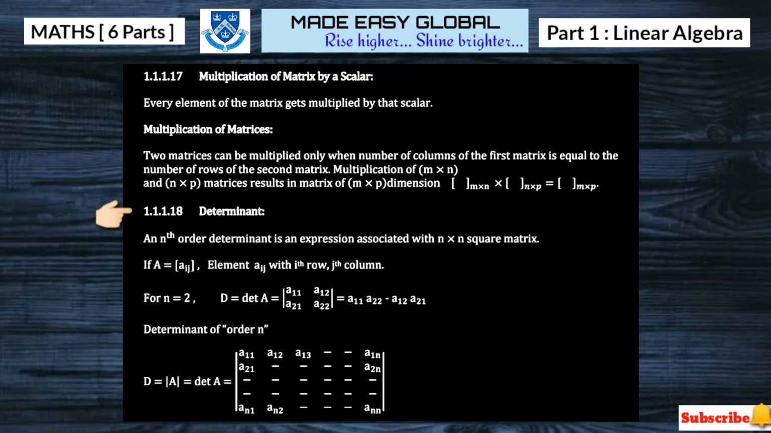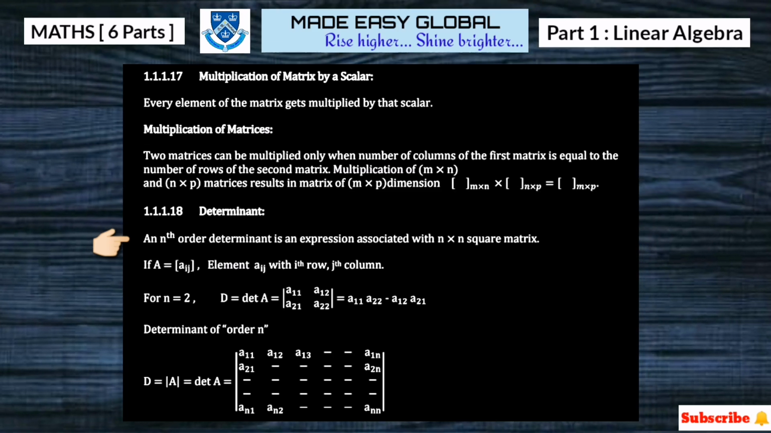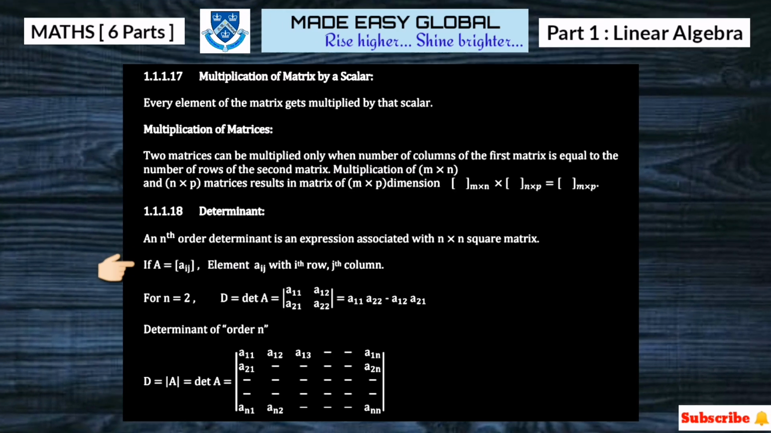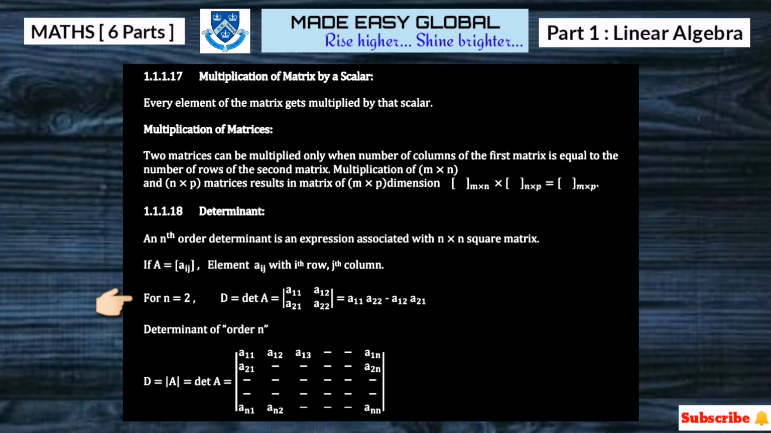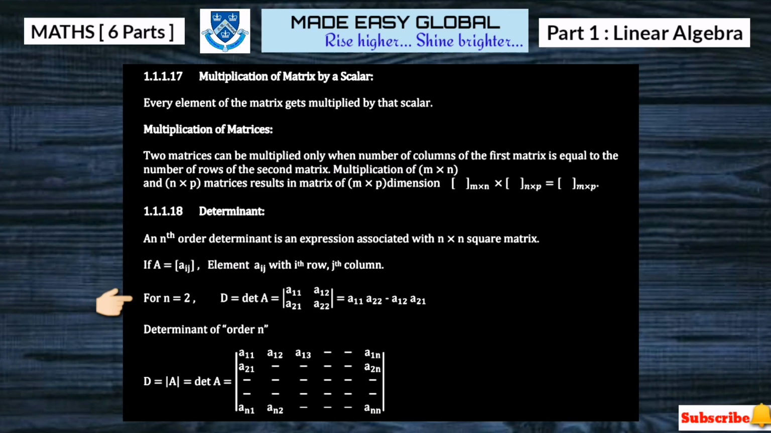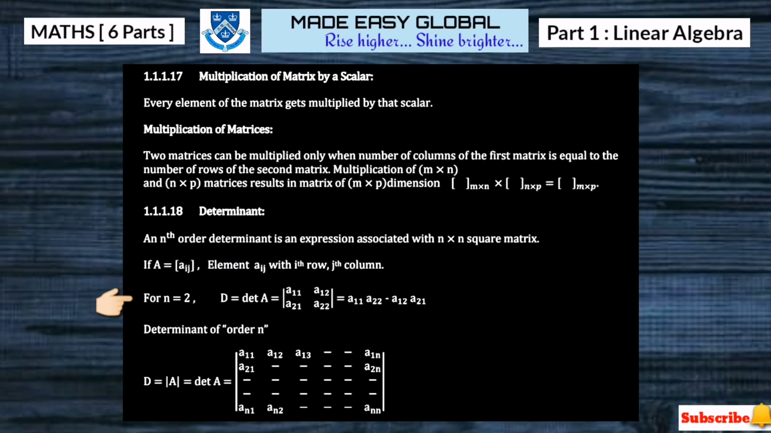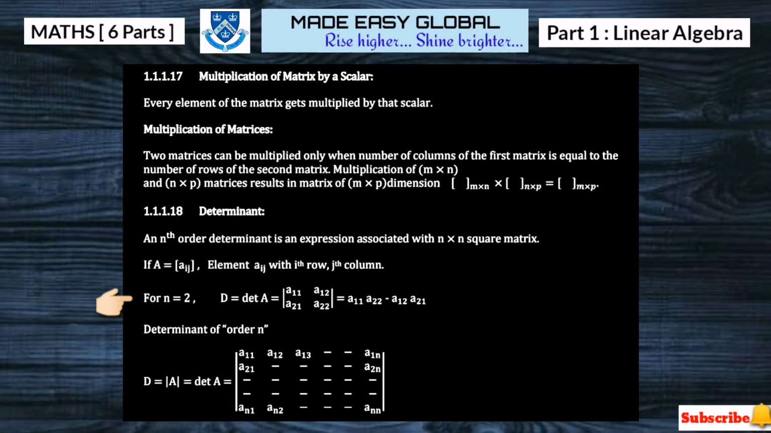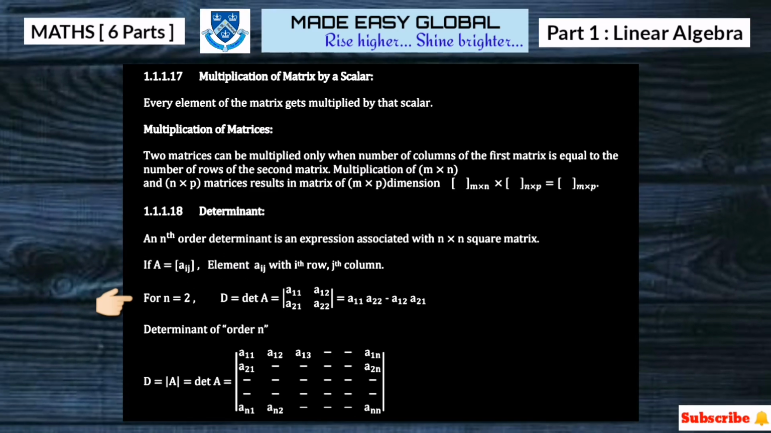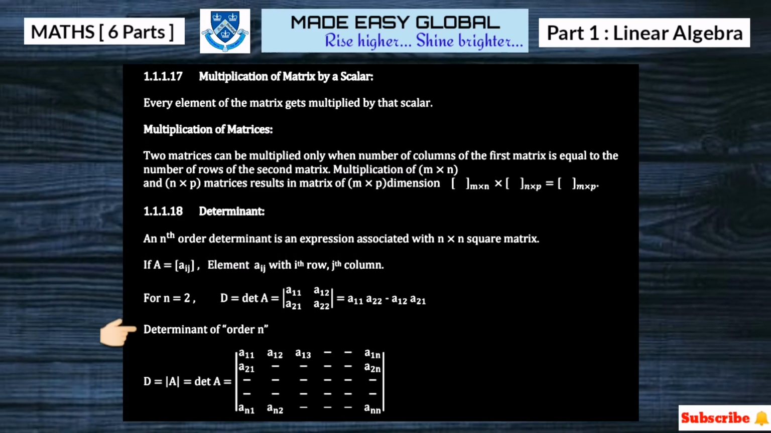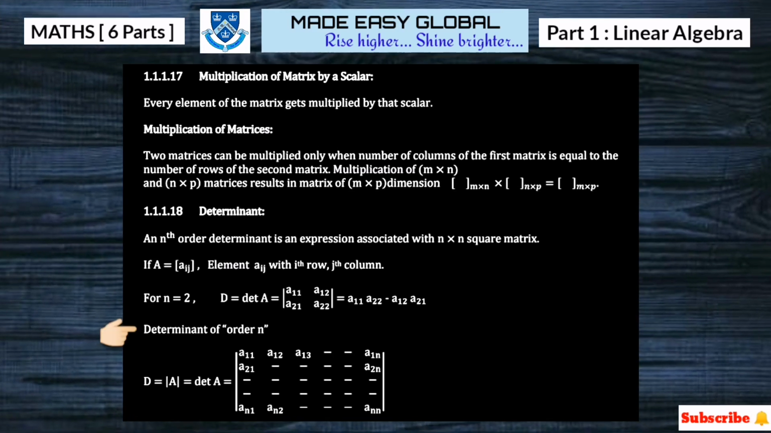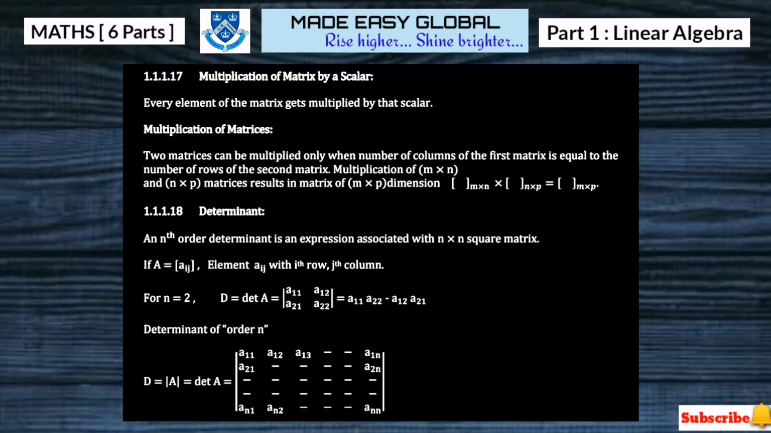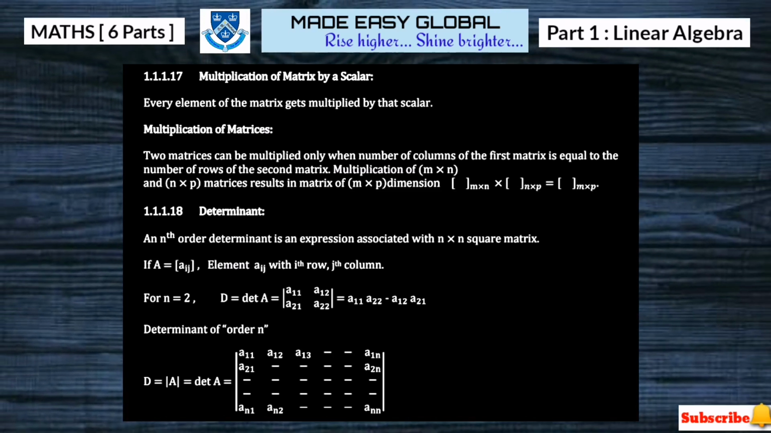Then after determinant, here an nth order determinant is an expression associated with an n cross n square matrix. If A is equal to aij, then for n equal to 2, determinant of A is equal to a11, a12, a21 and a22. So for this matrix you can find the determinant by a11 into a22 minus a12 into a21. Similarly for 3 cross 3 you can solve the determinant. Solving determinants is very easy in the examination because from 11th and 12th standard we are solving the determinant for the matrix.